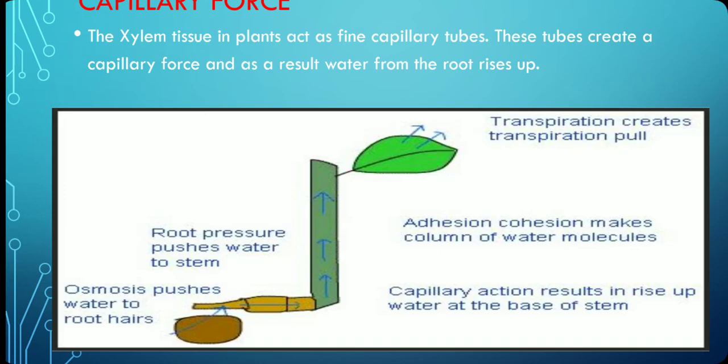Still, what will happen to the tallest trees of the world, like redwood, sequoias, oak trees? How is water conducted to such tall trees? They have a height of several meters, right? So how does this ascent of sap take place in these trees?